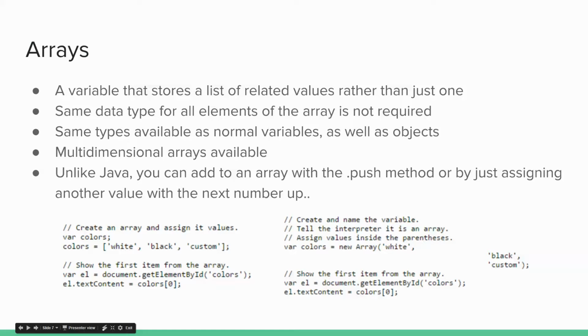And unlike Java, when you created an array, its size was static. You could not change the size of that unless you used another variable type that expanded upon the basic array type. But in JavaScript, you can either use the .push function, or you can just assign the next value up. So in this case, we've got 0, 1, 2, and let's say I want to add red. So now I could do colors of 3 equals red, and then it would append red to the bottom of this.